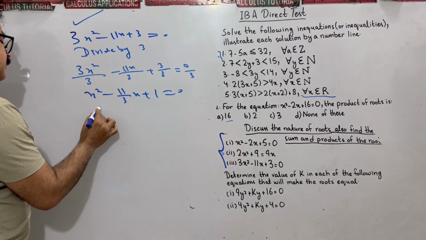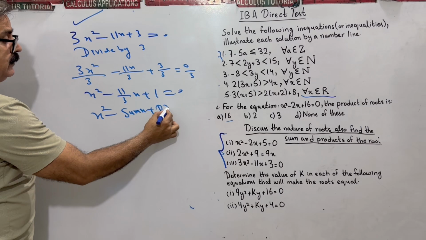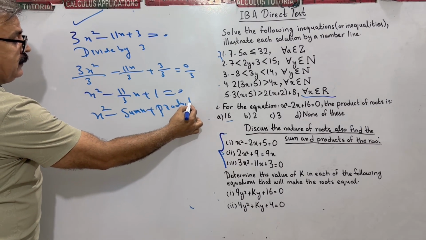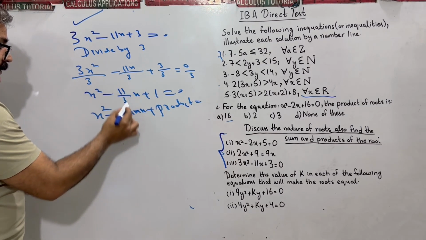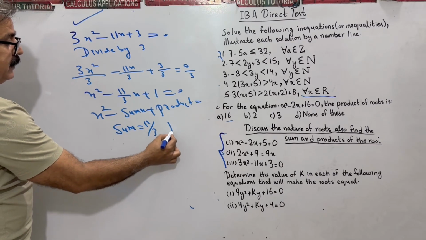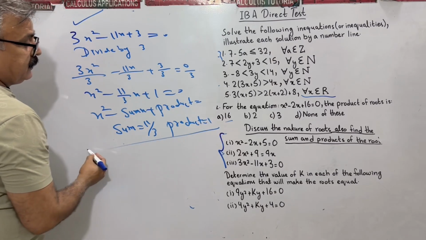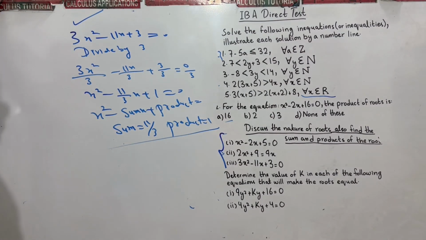Now we are in a position to compare with x square minus sum of the roots plus product. Comparing, don't take the minus. The sum is equal to 11 upon 3 and the product of the roots is equal to 1.